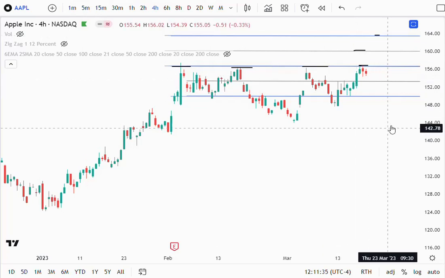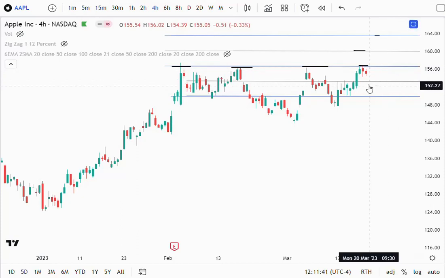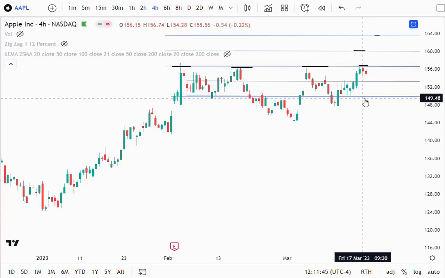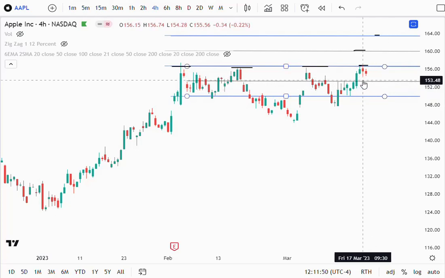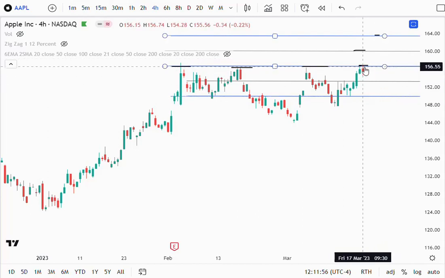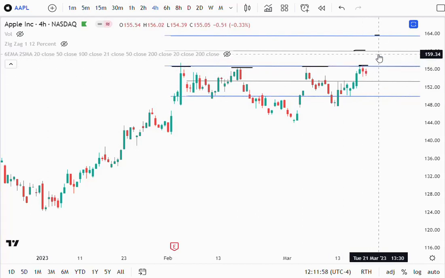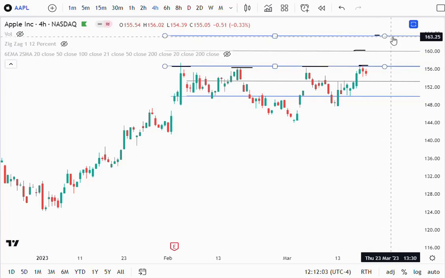Now, if there is a further pullback, the first level of support is this line right here, which is around 153-ish, and below there would be around 150. So those would be the levels. The first level of support would be around 153 and then 150. Now 157 is the resistance area. If it's able to take that out, then target 160 and then 163.50.